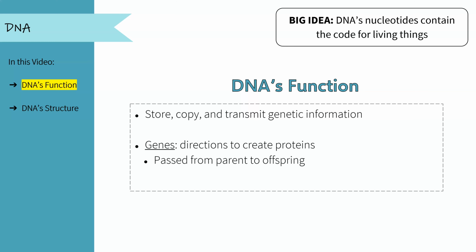Genes are what are passed from parent to offspring. And every gene is directions, but those directions are written in the language of nitrogenous bases. So we remember from our last lesson that a nitrogenous base is one part of the nucleotide monomer of DNA, and we'll learn more about that code in a couple minutes.